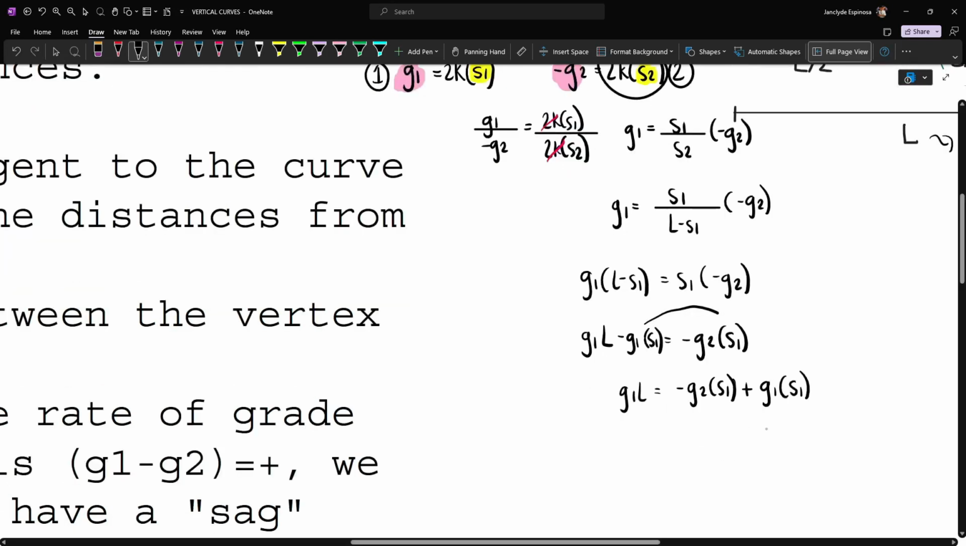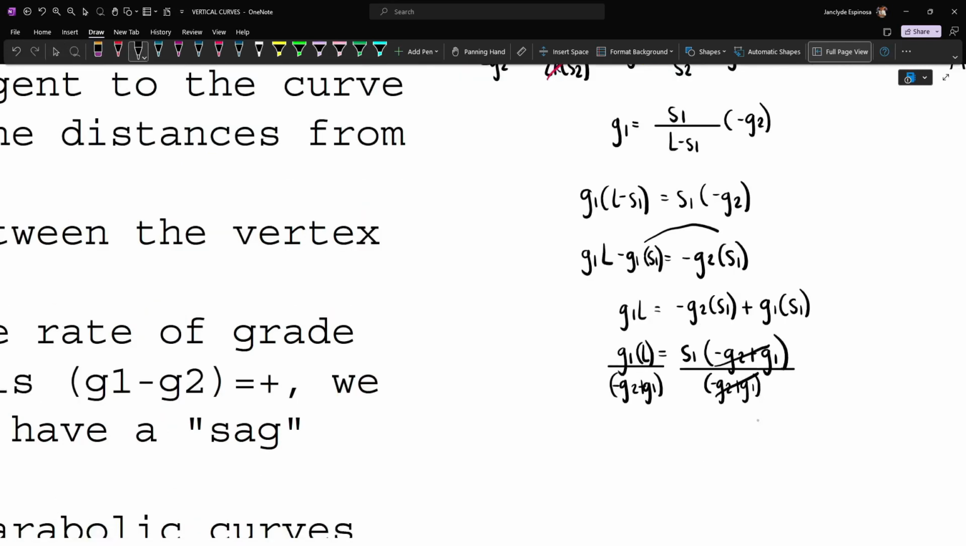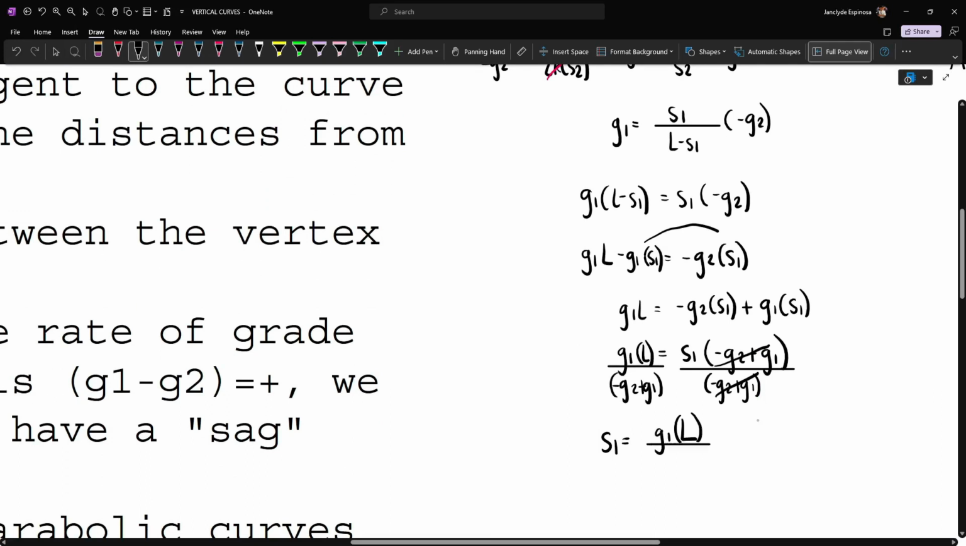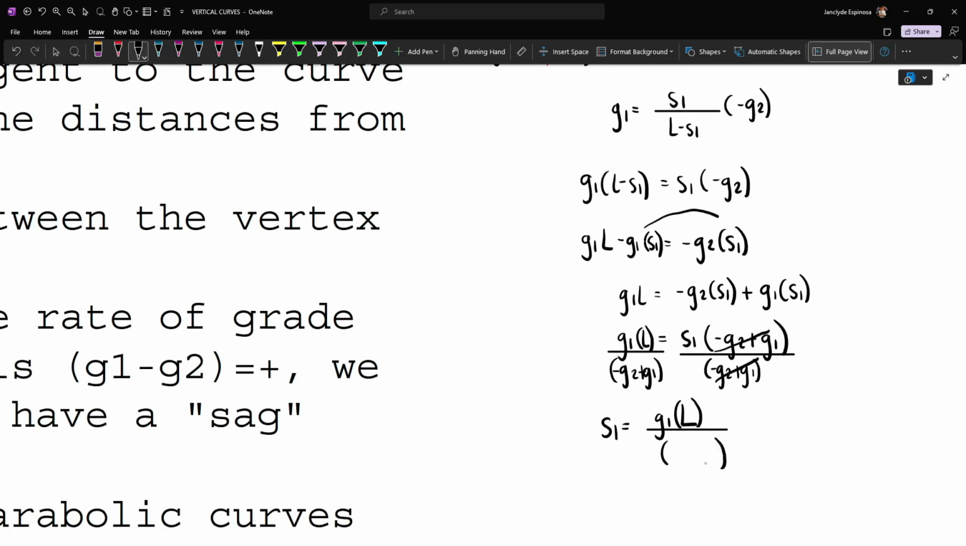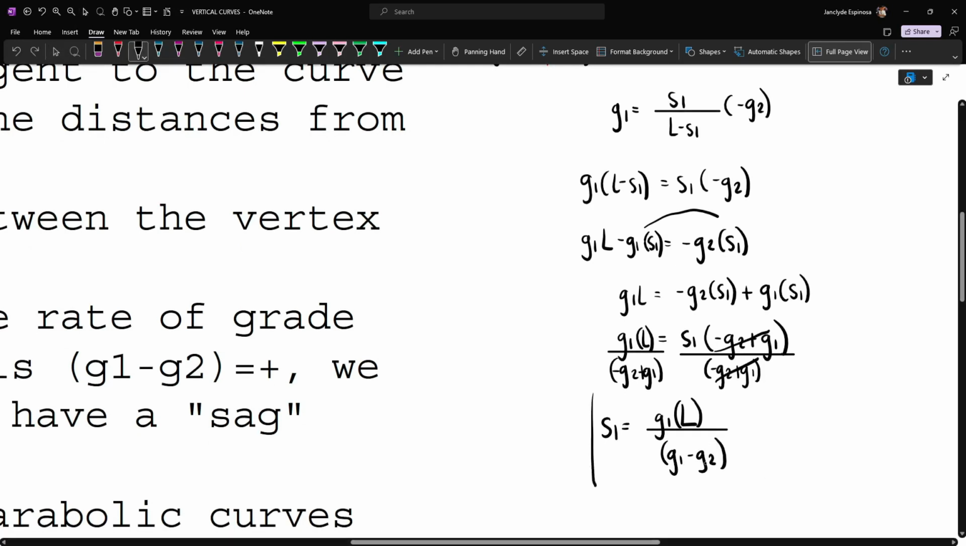This is g1. And so we can now combine the like terms. So we have g1L, or now let's just place a parenthesis, g1 times L is equal to s1, let's factor this out, multiplied by negative g2 plus g1. And so dividing both sides by minus g2 plus g1, this will now cancel. And so our formula for S1 will be G1L divided by minus G2 plus G1. However, to make this equation better, we can just move G1 to the left and minus G2 to the right. And so this now becomes G1 minus G2. This is now our second important formula.